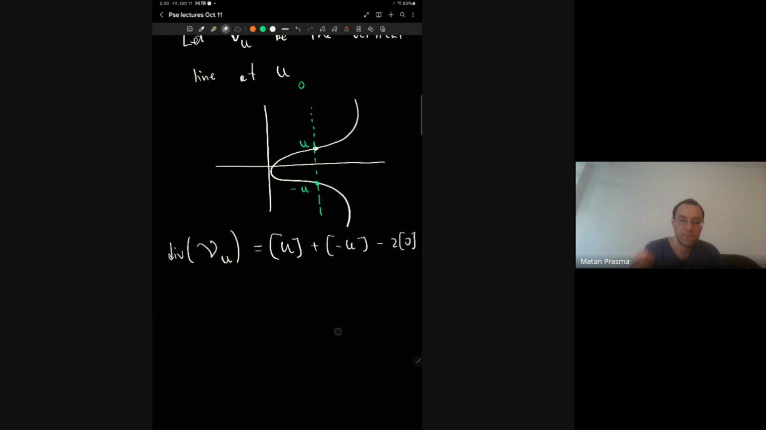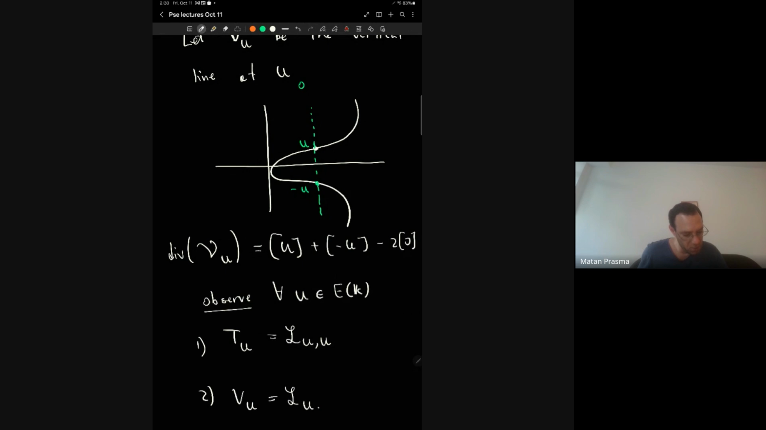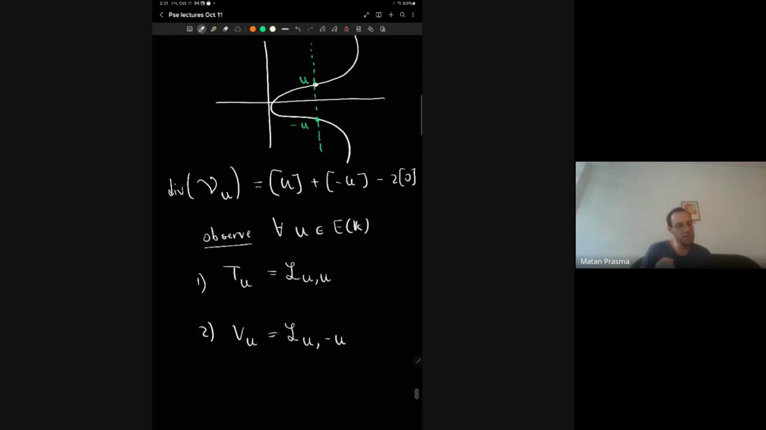So, okay, now observe for any U, I have a T_U, which is the tangent line at U, is the same as the horizontal line of U and U. And if I take the vertical line at U, it's the same as taking the horizontal line of U and minus U. Okay, so this is by construction.